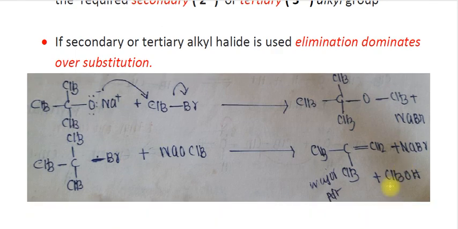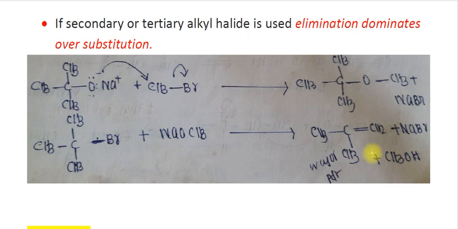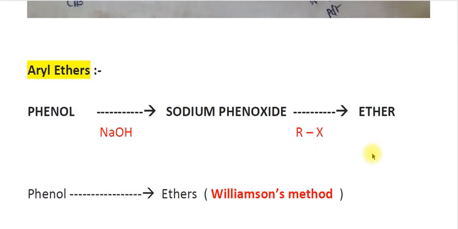Here we discussed how aliphatic ethers are prepared, and now we are discussing how aryl ethers can be prepared. You take the phenol and react it with NaOH. In the presence of NaOH, it is converted into sodium phenoxide. Then again it is reacted with an alkyl halide, RX, and you get the ether.